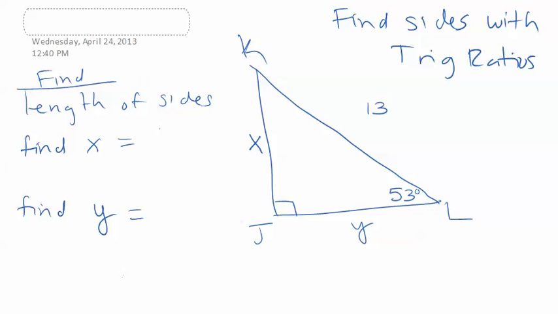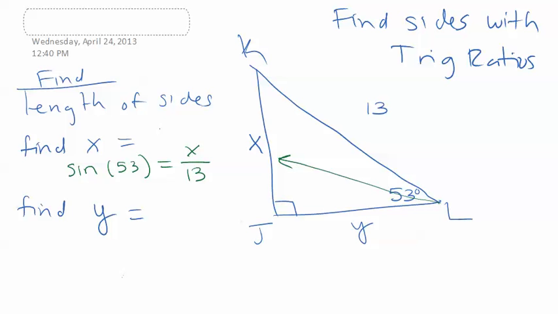So I'm standing on angle L, and I'm going to look for the side that's opposite angle L in order to set up the ratio. So let's set up our ratio. If I want to find x, then I'm going to say the sine of angle L, but since we know the measure of angle L is 53 degrees, I can put the sine of 53. That's equal to the opposite side, the side directly across from it, x, which we don't know, over the hypotenuse, which is 13.